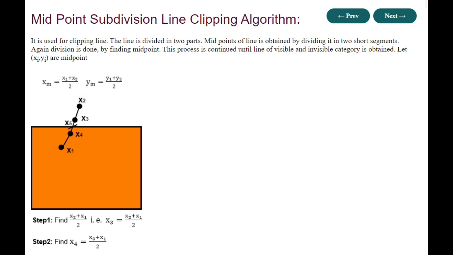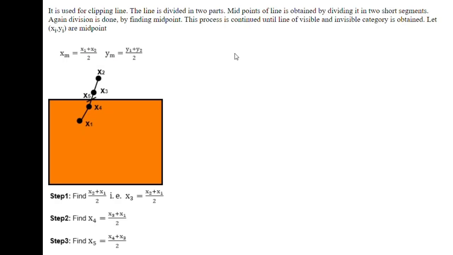Explain a topic, video presentation on topic midpoint subdivision line clipping algorithm. So midpoint subdivision line clip algorithm states that it is used for clipping line. The line is divided into two parts. Midpoint of line is obtained by dividing into short segments. Again, division is done by finding midpoint. The process is continued until the line of visible and invisible category is obtained.